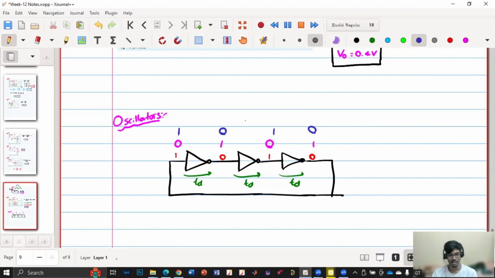Whatever you have said, that is the analog version of oscillator, where they use op-amp circuit with positive feedback. But that circuit you need to check. I don't remember the exact circuit of the op-amp based oscillator.